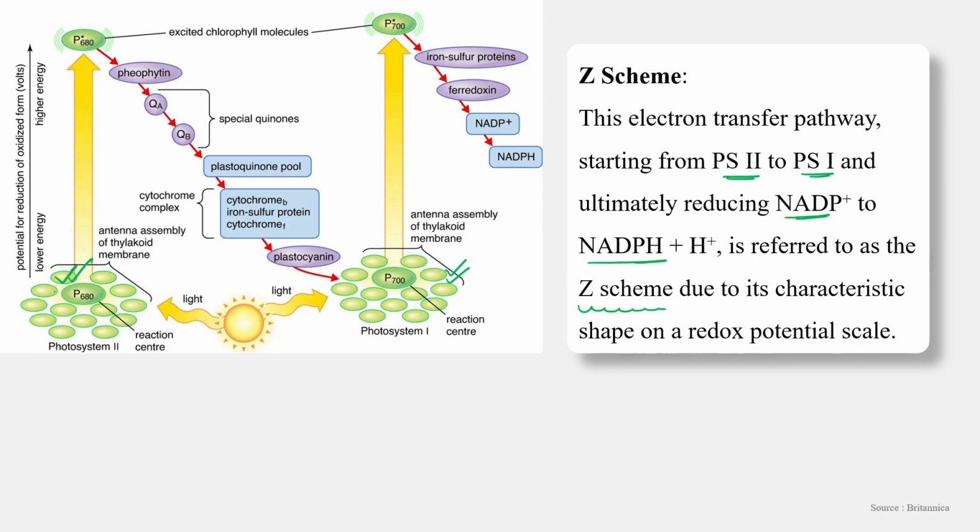After getting light energy, it converts into the excited form and passes the electrons from one carrier molecule to another: plastoquinone, then cytochrome, an iron-sulfur protein, then plastocyanin, and then towards P700. P700 again gets excited and transfers the electron to ferredoxin, which is an iron-sulfur protein, and then to NADP, converting NADP into NADPH.